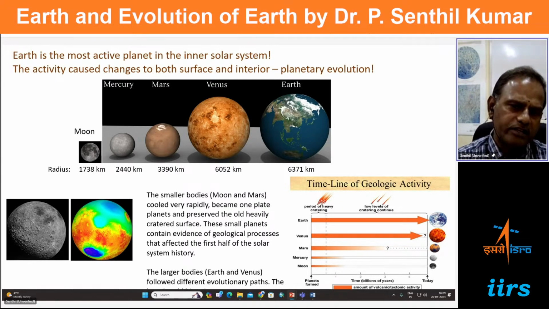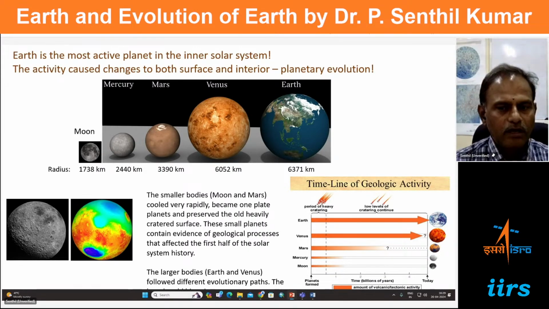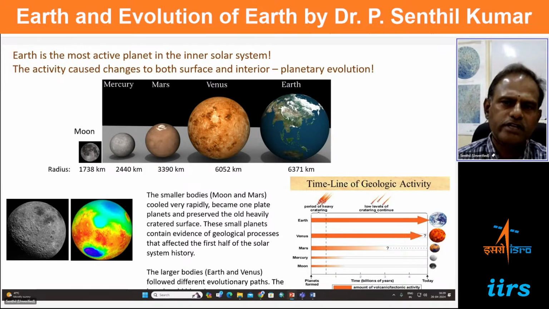Therefore, the small planets contain evidence of geological processes that affected these planets during the first half of the solar system history. On the other hand, the large planets like Earth and Venus are very different. They have been active for a long time because the heat engine remains active. Therefore, they destroyed the early history. If we want to understand Earth and also Venus, we have to look at Mars, Mercury, and Moon, look at their surface, so that we understand the first 1 billion years of our own planet.